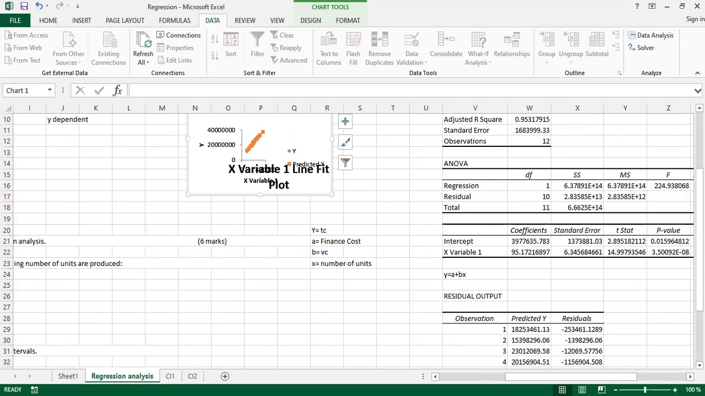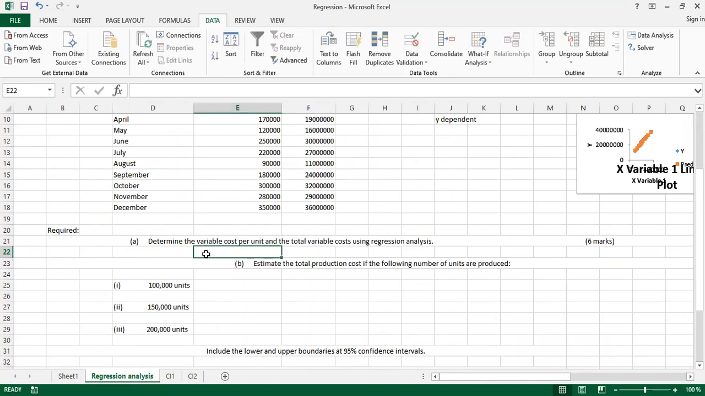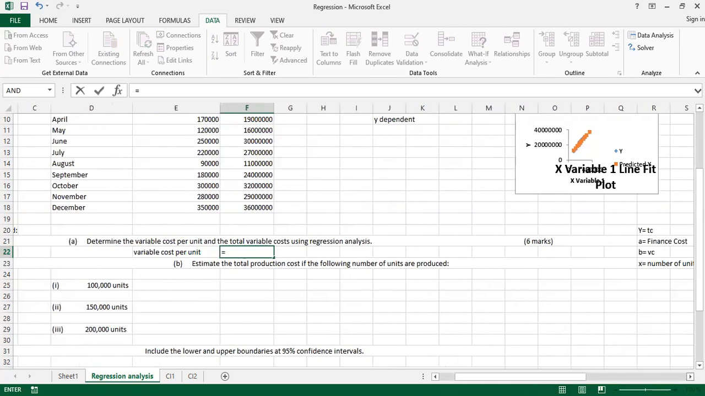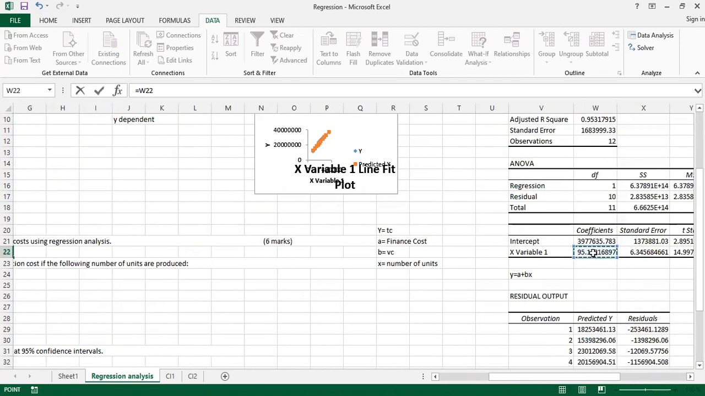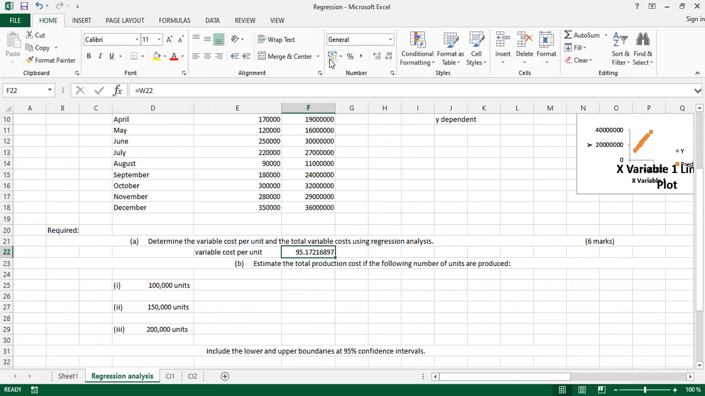So here, the variable cost per unit equals this one here. Control enter, control backspace to jump to the active set. Then I'll put it in cache. So that one is the variable cost per unit. And you've been asked to determine the total variable cost.